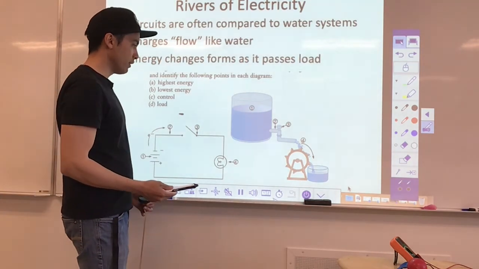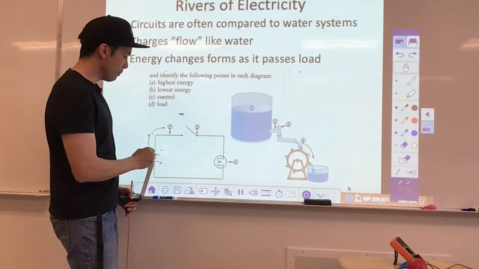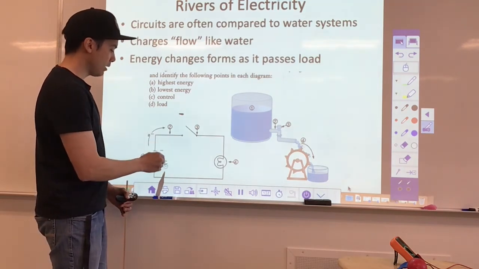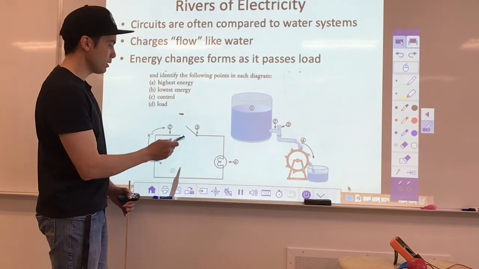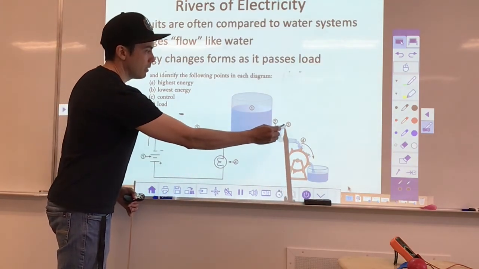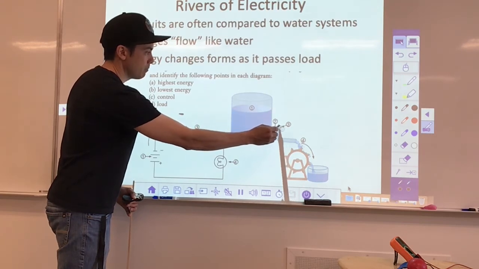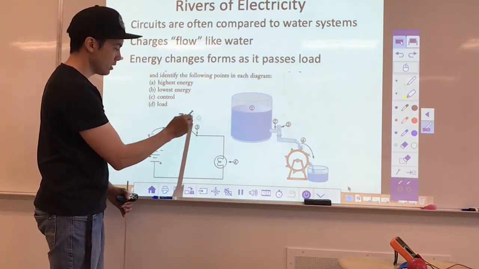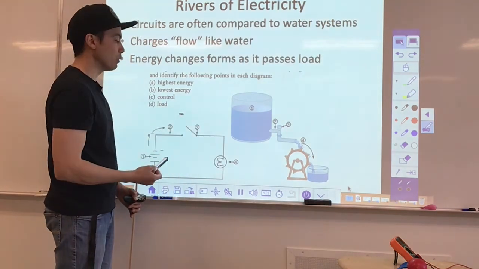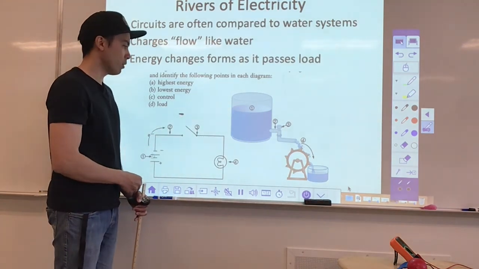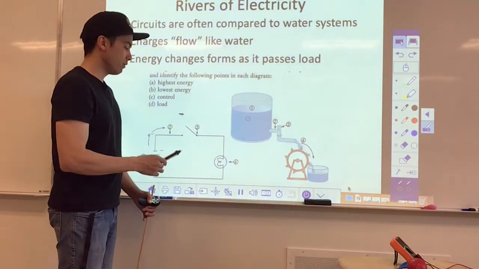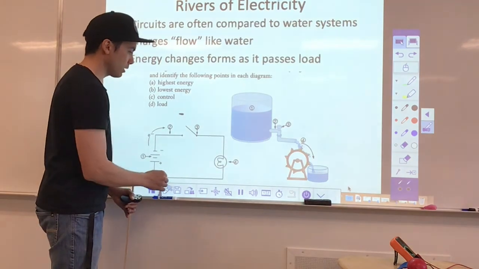And in a very similar way, our electrons are going to have the most energy at this point here, and the least as they get to this point. This controlling mechanism is comparable to this switch right here, where we can shut the flow of electrons off if we want. We have this pipe here, which allows the water to flow. That's comparable to our conducting wires.